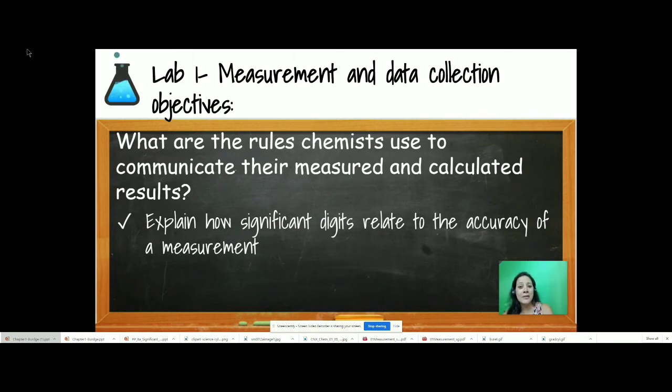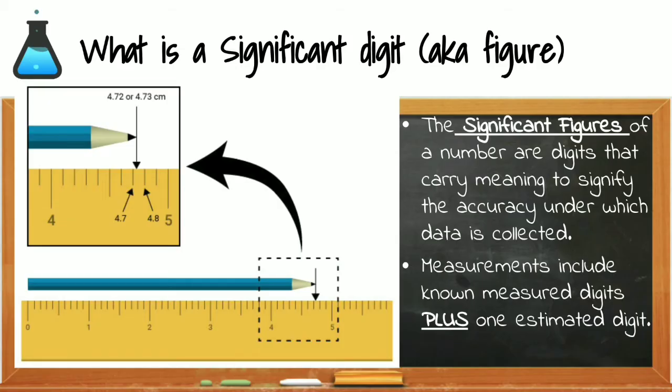We know that different instruments can have different divisions or graduations, and the more divisions you have, the more accurate your measurement can be. Follow along in this tutorial and take notes. After completing the tutorial, you can answer the questions to the lab.